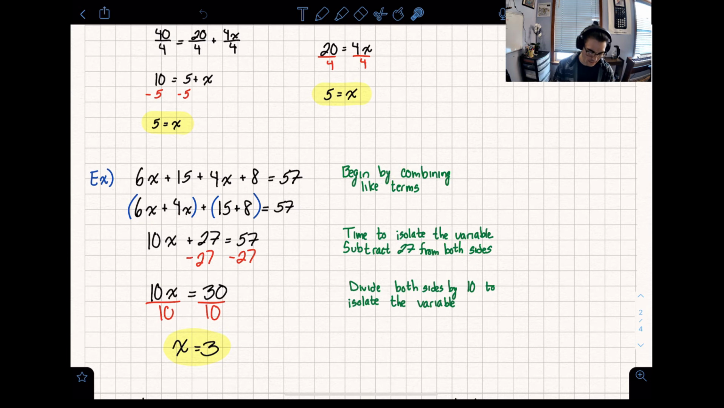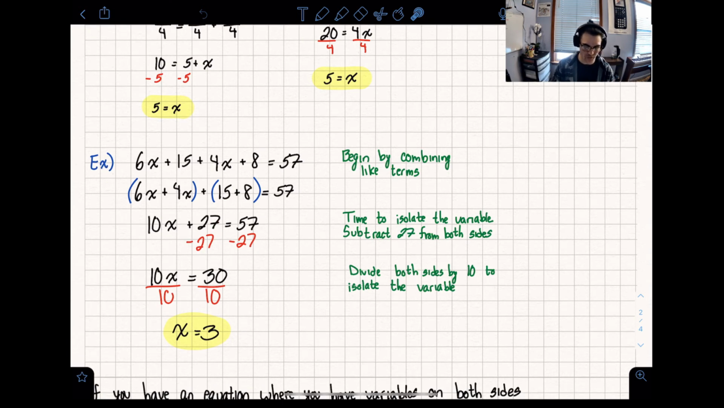So now we can combine these. 6x plus 4x gives me 10x. And then 15 plus 8 gives me 27. So now that we have an expression with just one term with the variable x, we're going to start isolating it. We start isolating it by getting rid of the constant on the same side of our equation as our variable x. So we subtract 27.